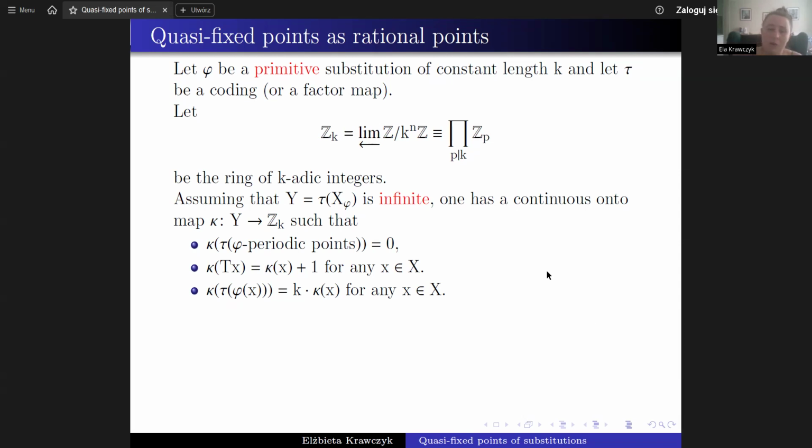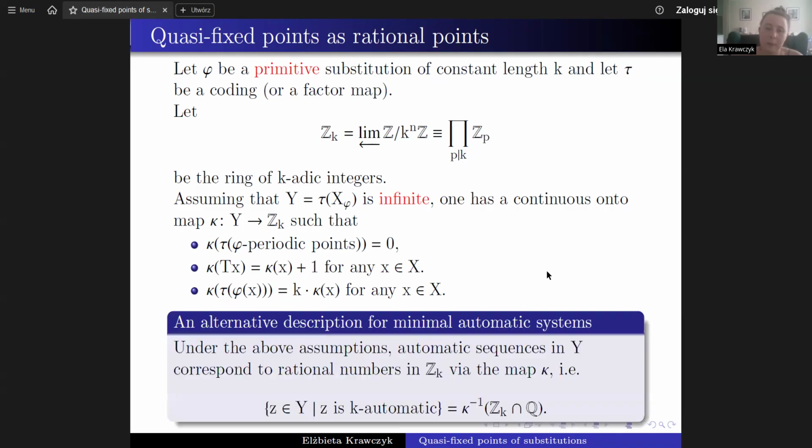And what one gets quite easily from all this previous characterization is that under this assumption, when we have this map, the k-automatic sequences in my system correspond exactly to the rational points in the k-adic integers via this nice map kappa. Okay, so this is one way.